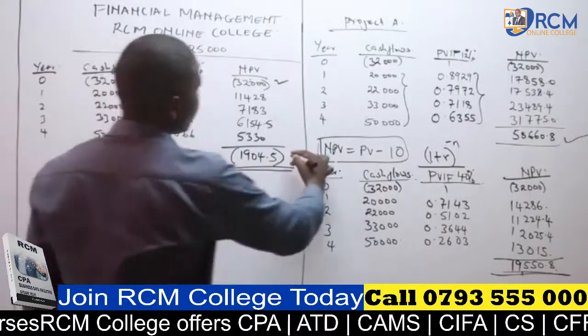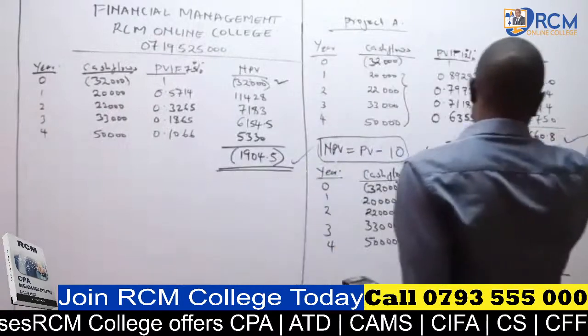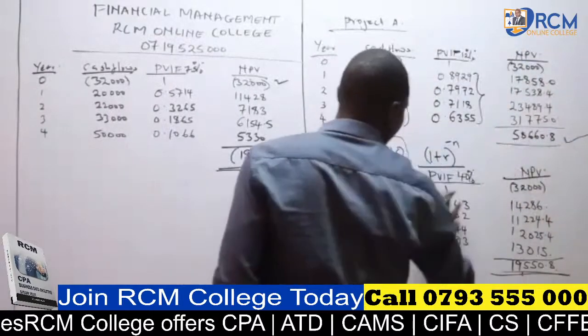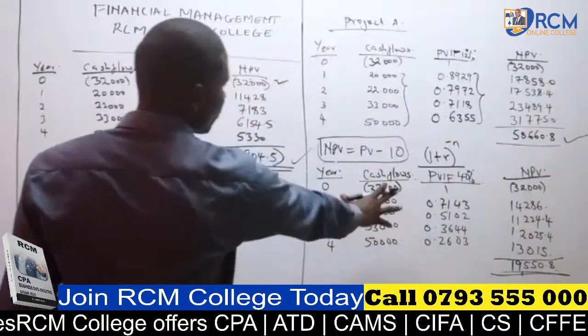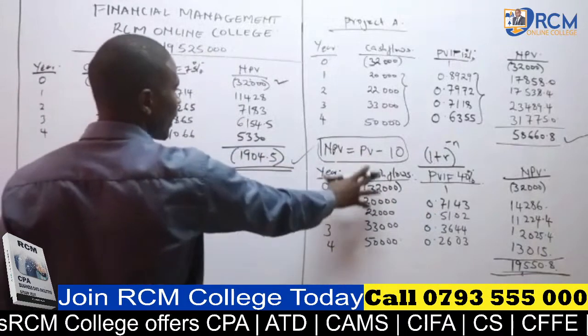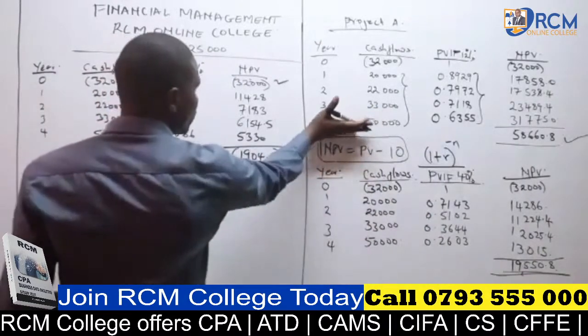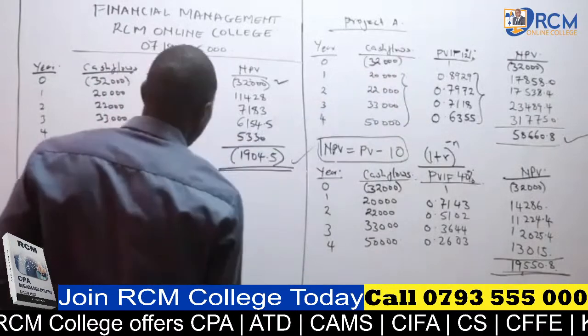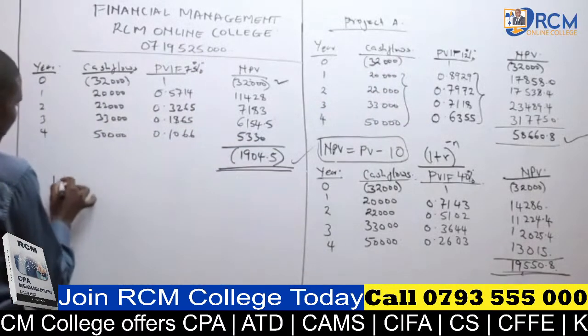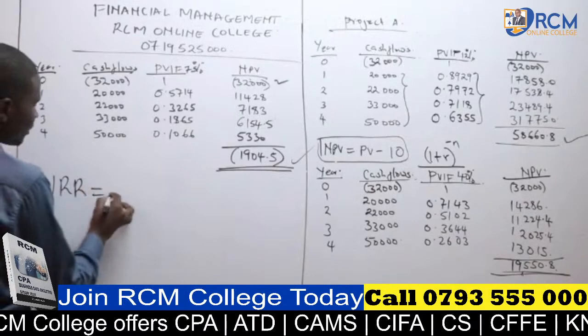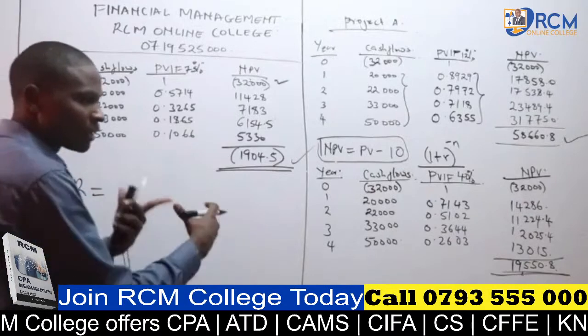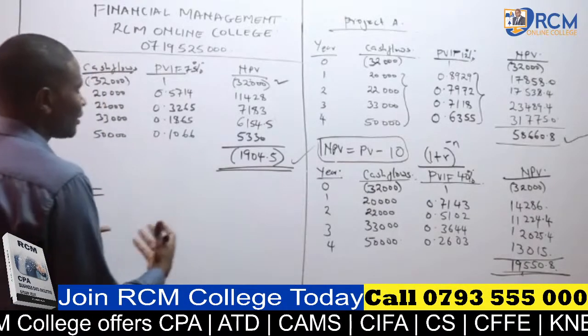1904.5. Now this one will work with this. Disregard this, because remember, we were trying with this. So the original is this, with the 12% as the lower rate. So now let's get the IRR. This is very good. At least you have understood what is happening and how you should treat it.